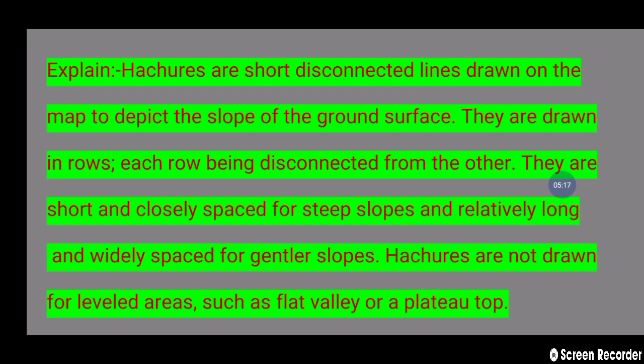Question 106, explanation: Hachures are short, disconnected lines drawn on a map to depict the slope of the ground surface. They are drawn in rows, and each line is disconnected from the other. They are short, closely spaced and steep on steep slopes, and relatively long, widely spaced and gentle on gentle slopes. Hachures are not used for level areas such as flat plains, valleys or plateau tops. Next question.